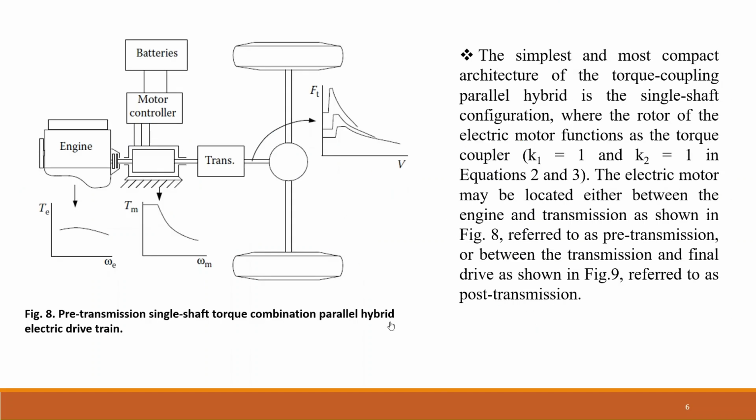Now moving to another configuration. This configuration is known as the pre-transmission single shaft torque combination parallel hybrid drivetrain. So this is the engine with this kind of tractive effort versus angular speed. This is the motor. We have the batteries, the motor controller, the transmission, and then we have the drive shaft and the drive wheels.